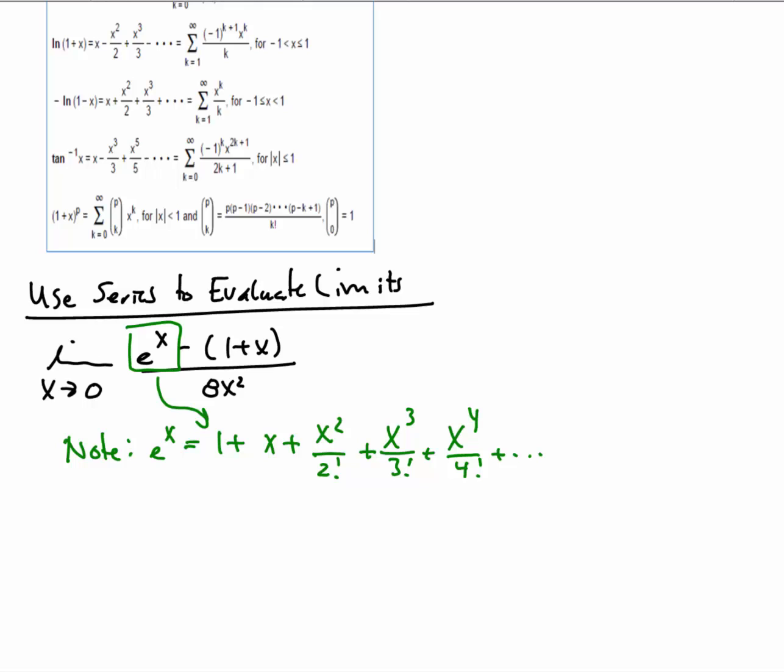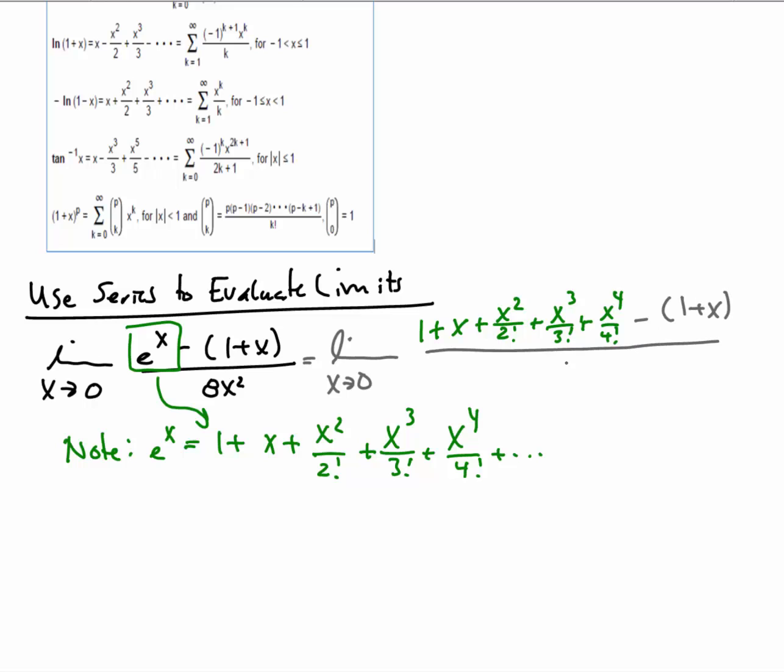Now let's say this had been e to the 2x right here in this exponent. Then everywhere there's an x, I would just replace it with a 2. This would be 2x quantity squared, 2x quantity cubed. Okay, so that would be the big difference there. So as I'm rewriting this, this would be the limit then as x approaches 0. And in place of the e to the x, I now put 1 plus x plus x squared over 2 factorial plus x cubed over 3 factorial plus x to the 4th over 4 factorial. And then I'll have minus the quantity 1 plus x, all over 8x squared.